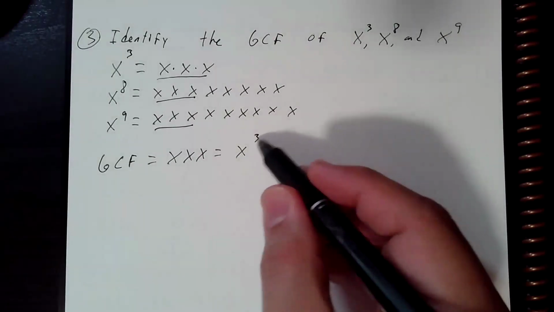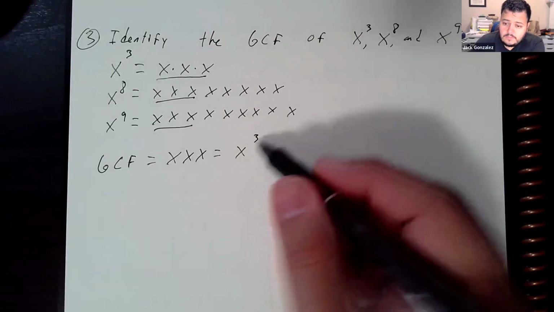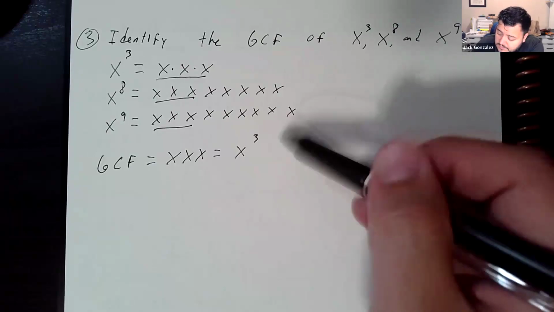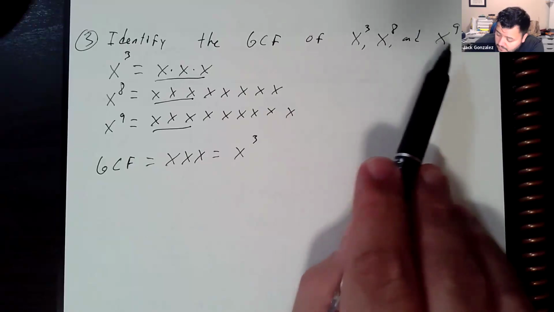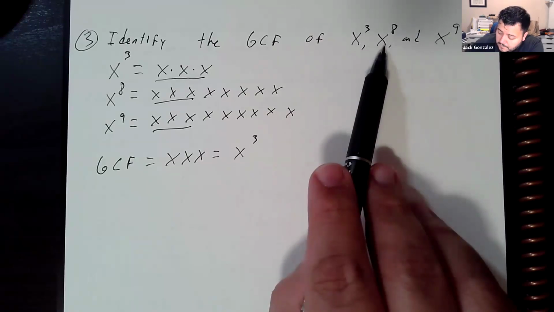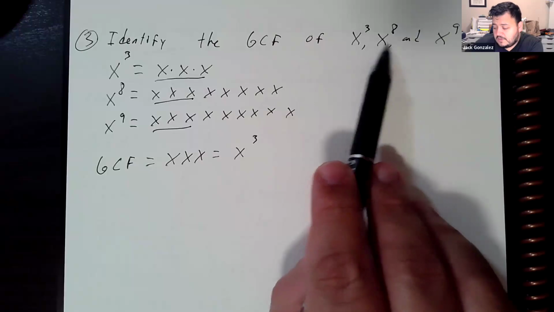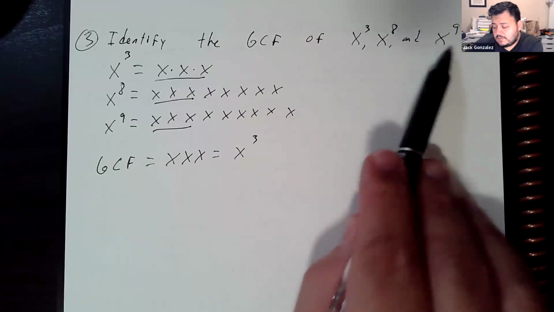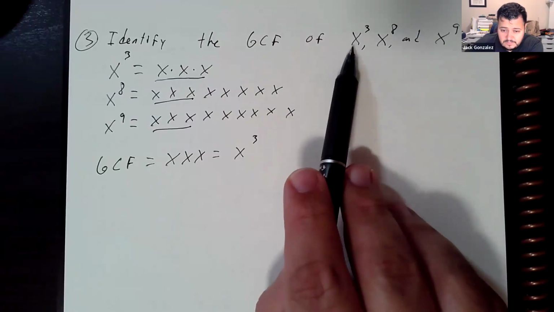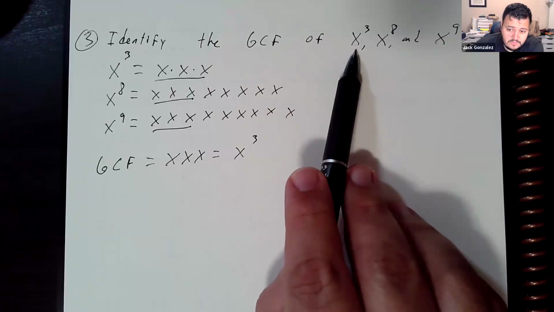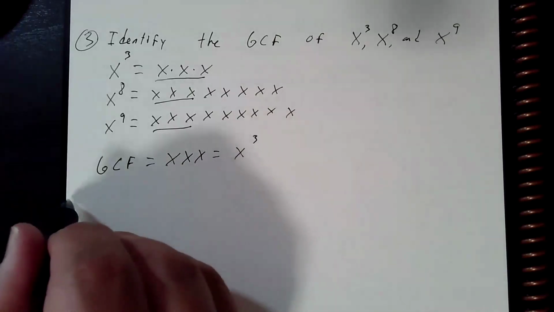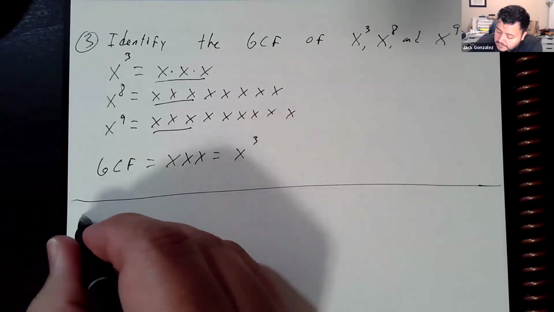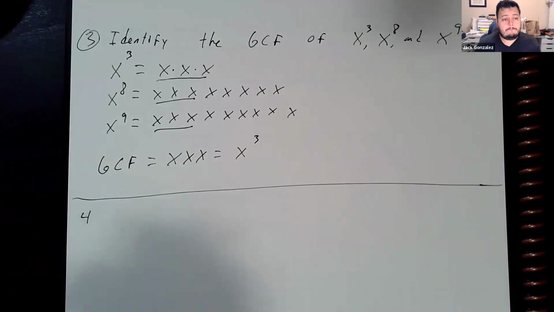So they had x cubed in common. And once you do many of these, you just assume that the smallest one is what they have in common. Because there's no way, like these have up to 8 and 9, right? But this only has 3. So it can never be more than 3 for this example. Okay. Are there any questions on number 3? No.